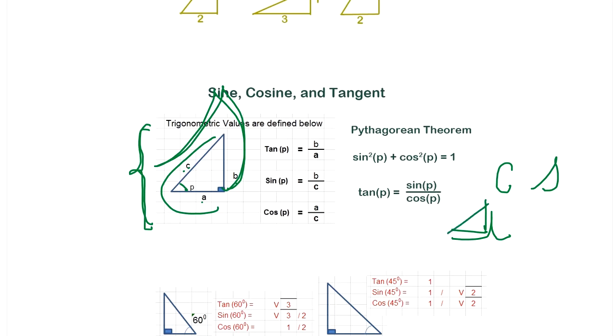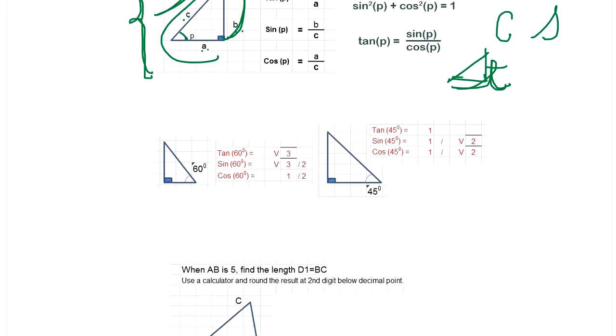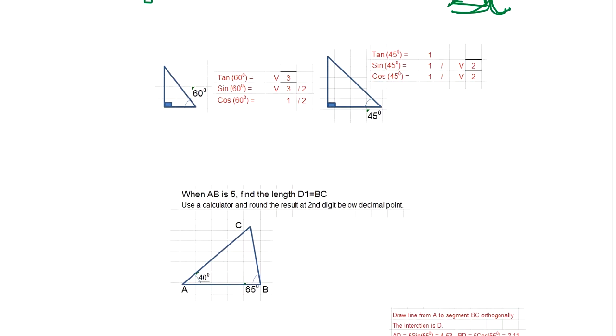Okay, and tangent, the way you remember is tangent, triangle, T, right? So it's going to be B over A. Okay, so this is the practice to figure out what is tangent 60, sine 60, cos 60, and 45. If you know this triangle's ratio, you can answer this.